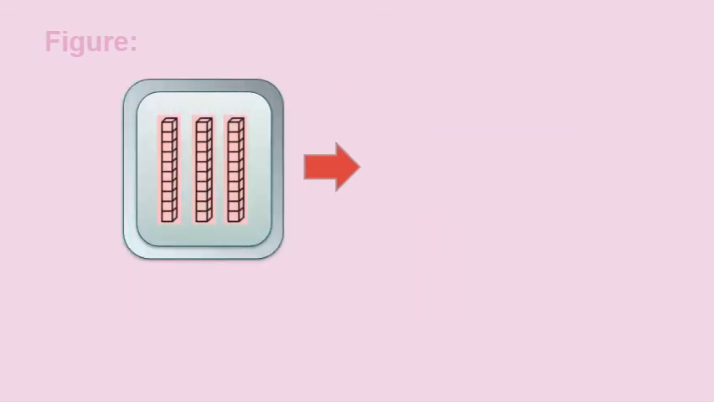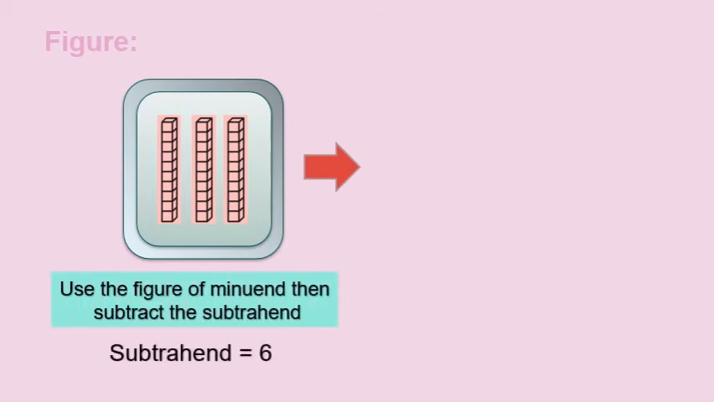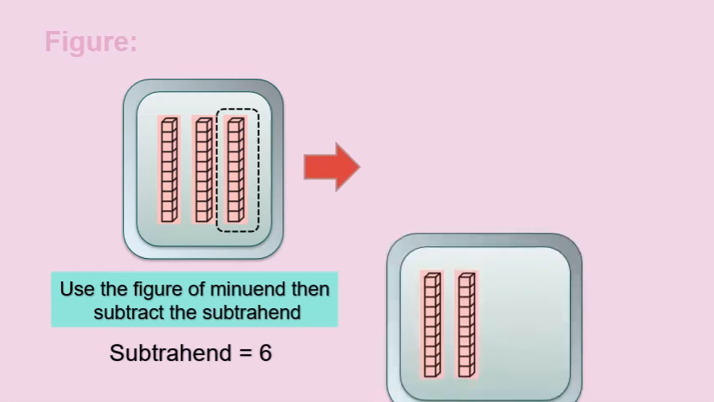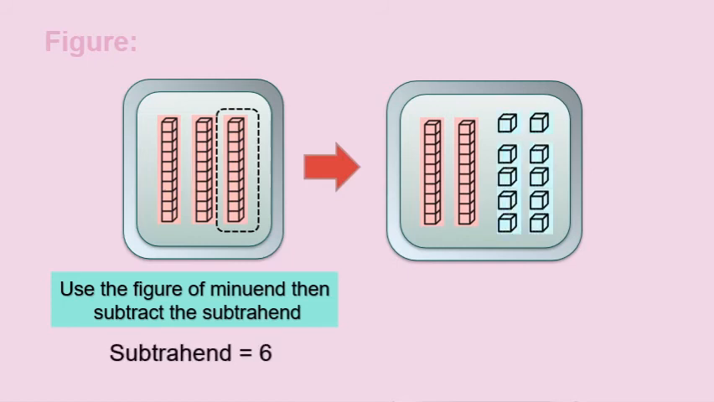Now let's answer using figure. First, we have our minuend. We have 3 tenths for 30. Now let's try to subtract the subtrahend, which is 6. So that's going to be 6 ones. As you see in the figure, we don't have ones here. We only have tenths. So what we're going to do is we're going to regroup the 1 tenth into 10 ones. So it's going to be 2 tenths and 10 ones.